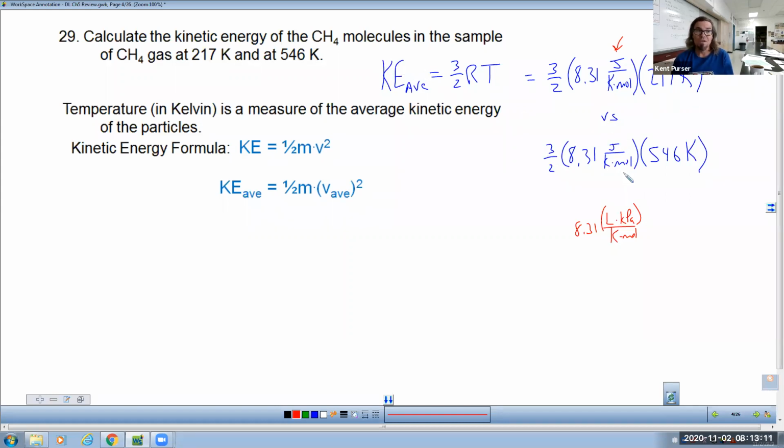Now, when you do both of these problems, what you're going to find out is whatever answer you get here, this answer here is twice as much. So that means when you double the temperature in Kelvin, you double the kinetic energy. You can plug those in and solve that yourself if you'd like to know those numbers.